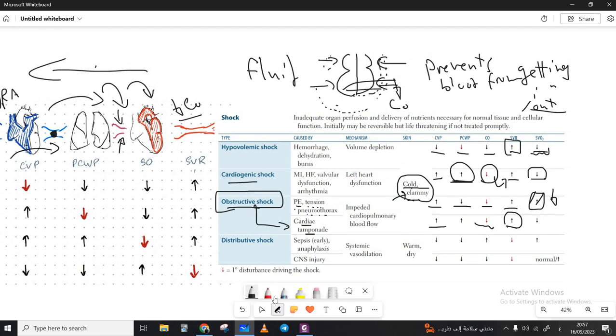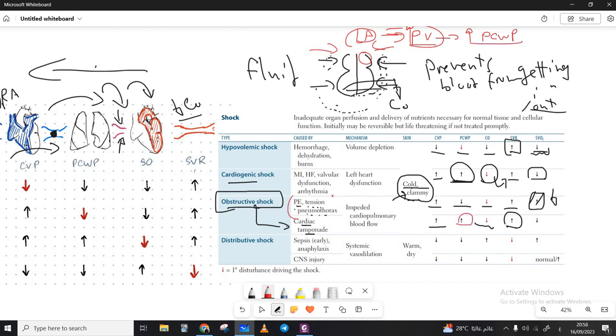So again, you have a lot of volume pressuring the heart, and it will pressure the left atrium. This creates more pressure in the left atrium, which will also equal the pressure in the pulmonary veins. So you have more pressure in the pulmonary veins, which means you have high pulmonary capillary wedge pressure. That's it. And that's the main difference here.